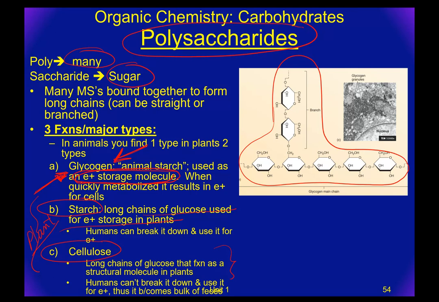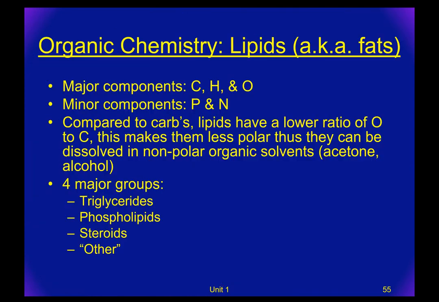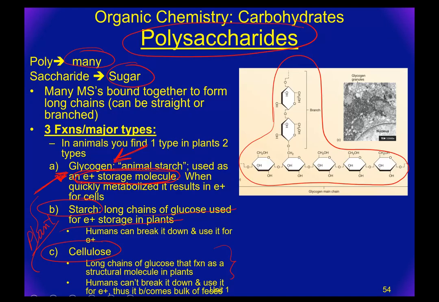Cellulose is different. So, cellulose is long chains of glucose that function as a structural molecule in plants. So, starch is their energy storage. Cellulose is their structure. It helps them to make their cells. Now, this is the problem. We can't break it down. We can't do anything with it. We can't use it for energy. We put it in our body and our body goes, so what exactly do you want me to do with this? 'Cause I got nothing.